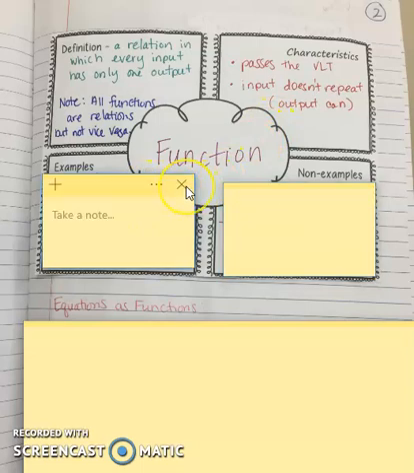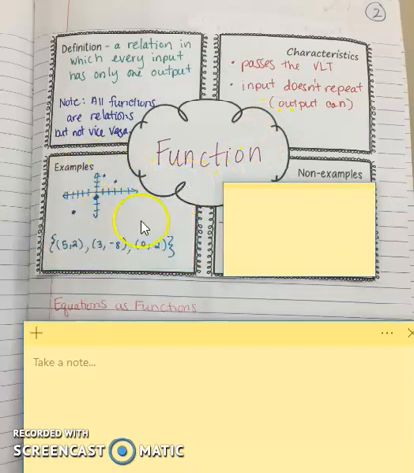An example of a function, I have a graph here. So if we were to do the vertical line test on this, none of the lines would pass these points more than one time. In the ordered pairs, you can see that each of the domain or the input don't repeat. They all have one single y value to go with them.